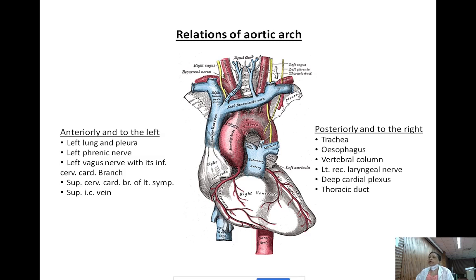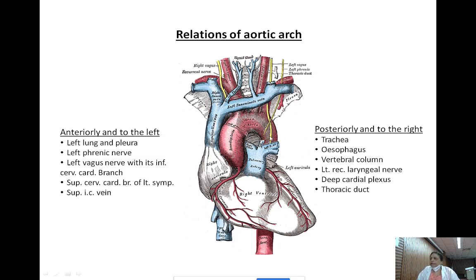Now, posteriorly and to the right, you can see that the trachea is there, and behind the trachea will be the esophagus, and behind that is the vertebral column. So, all these structures are related to its right side as well as to its posterior aspect.